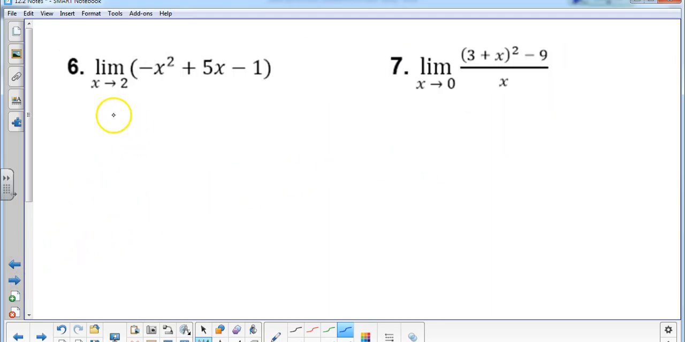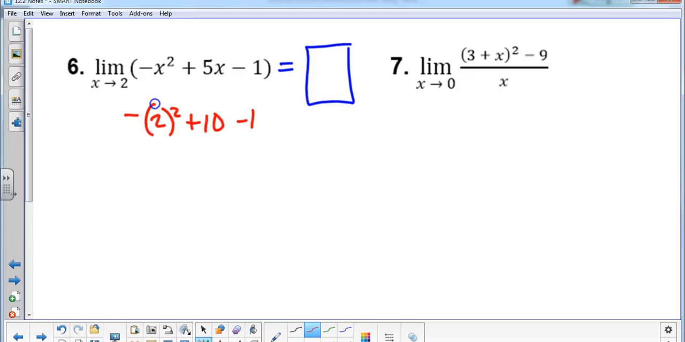All right. Number 6. Are these answers in y equals? It is the value of y, but you just write equals whatever. Yep. It is a y value. All right. What's going on here? Do I need to do algebra? Why? Right. It's all continuous. It's a polynomial. So we put it at 2, and what do we get? This means the opposite of 2 squared plus 10 minus 1, which would be 5.